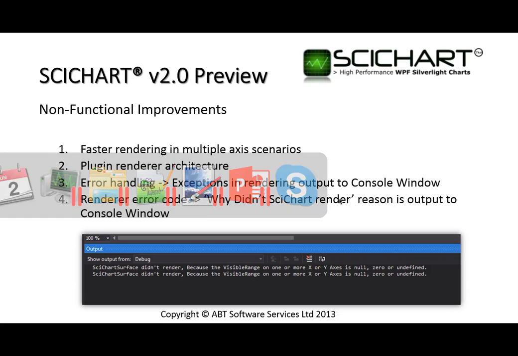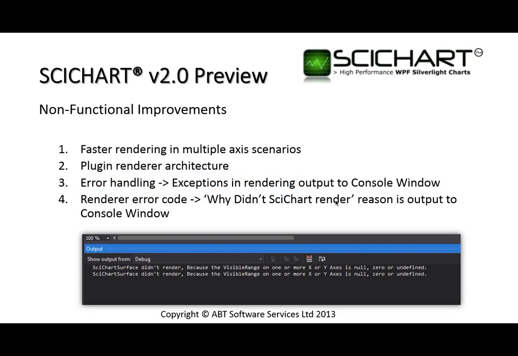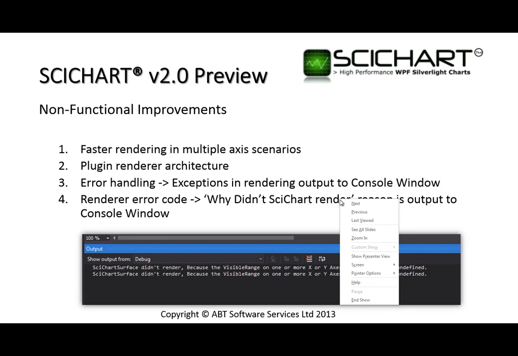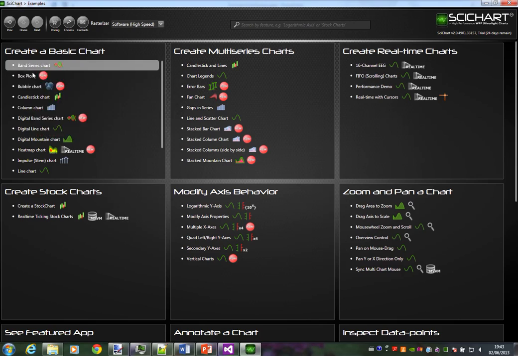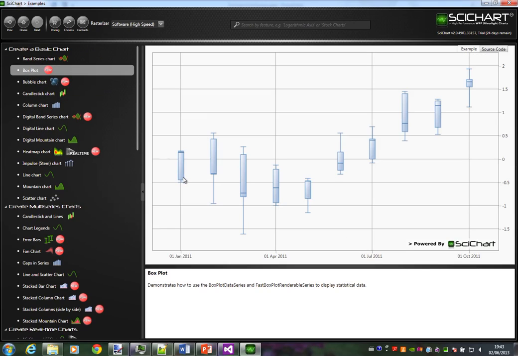So let's have a quick look at the actual application. We've got this up here. Let me just bring this down. And I'll show you briefly. We've got a box plot here. So specific data type for this, and it's rendering essentially open, high, low, close, but with a median value.